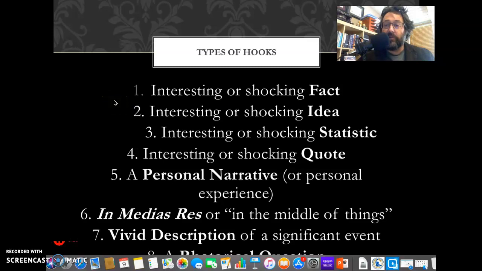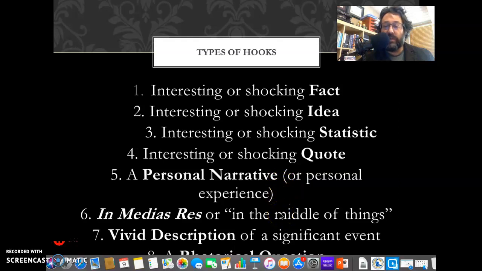Okay, so the types of hooks are to use an interesting or shocking fact. That's always a good starter, and note the trend here, right? It should be interesting or shocking. Those are definitely characteristics that you want in a good hook. It could be a fact, your hook could be an idea, your hook could be utilizing a statistic. You can use a quote, of course, personal experience.